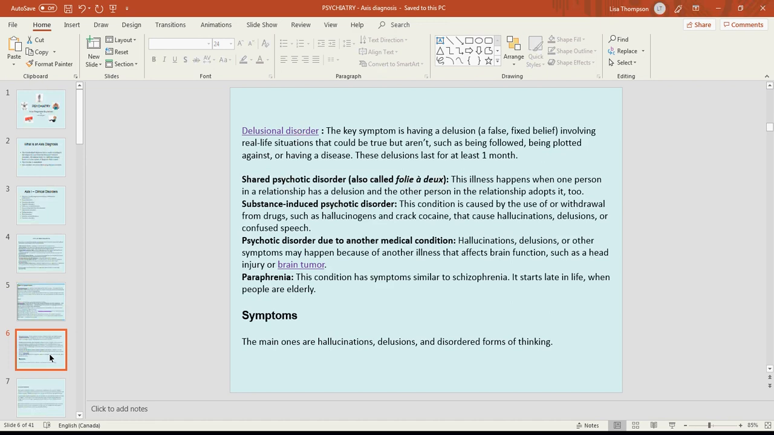Substance-induced psychotic disorder. This condition is caused by the use of or withdrawal from drugs, such as hallucinogens and crack cocaine, that cause hallucinations, delusions, or confused speech. Psychotic disorder due to another medical condition. Hallucinations, delusions, or other symptoms may happen because of another illness that affects brain function, such as a head injury or brain tumor. Paraphrenia. This condition has symptoms similar to schizophrenia. It starts late in life when people are elderly. And the main symptoms are hallucinations, delusions, and disordered forms of thinking.